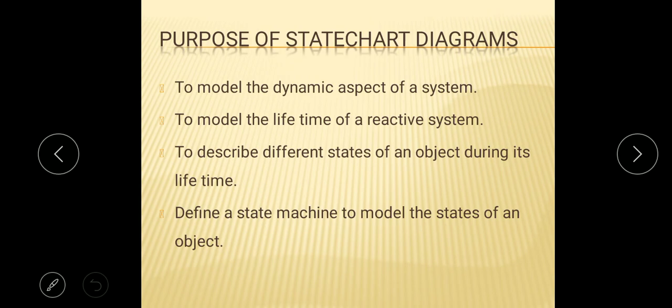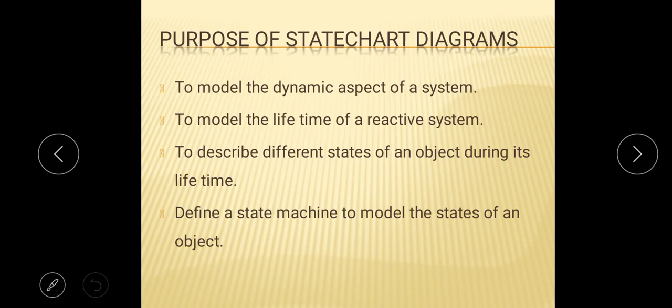A state chart diagram describes the flow of control from one state to another state. States are defined as a condition in which an object exists, and it changes when some event is triggered. The most important purpose of a state chart diagram is to model the lifetime of an object from creation to termination. State chart diagrams are also used for forward and reverse engineering of a system. However, the main purpose is to model the reactive system.